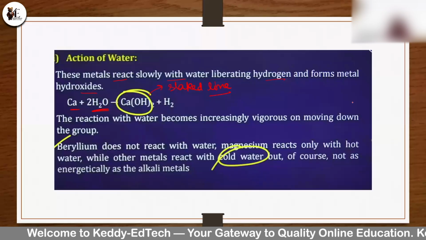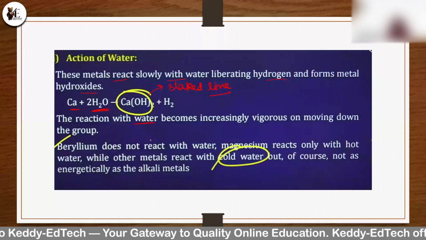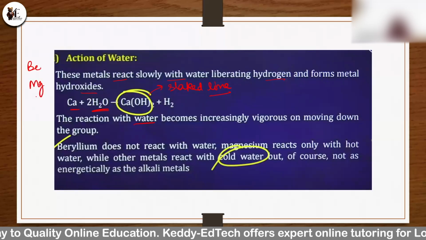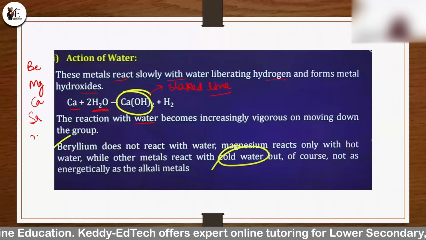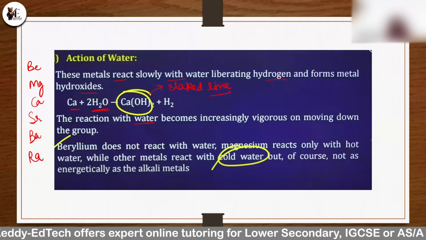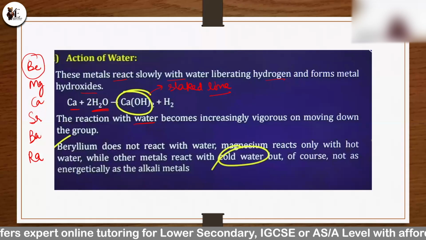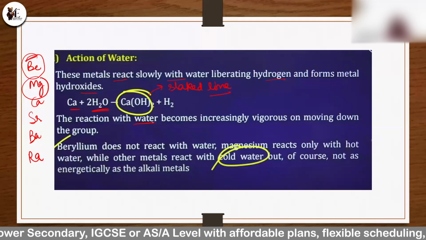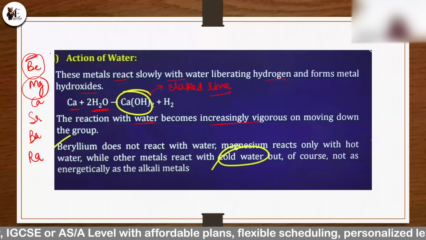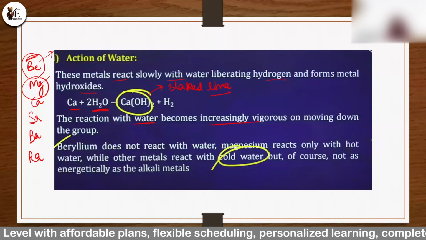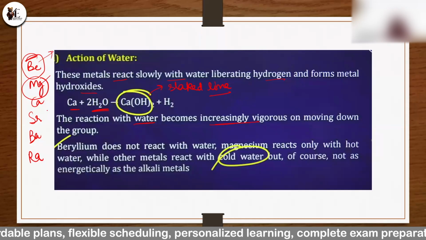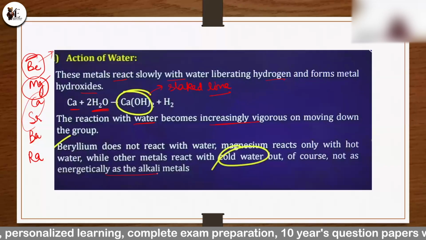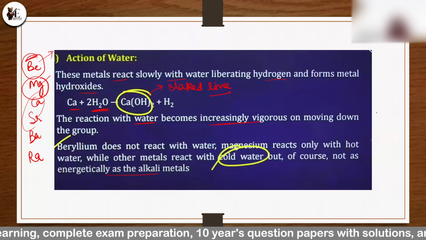Similarly, as the oxygen reactivity increases down the group, the reaction with water also increases down the group. So if we write down the trend: beryllium, magnesium, calcium, strontium, barium, radium. Beryllium does not react with water. Magnesium reacts only with hot water. That means the reactivity increases vigorously. Other metals can react with cold water. Calcium can react with cold water, but not as energetically as the alkali metals. So the reactivity is less as compared to the alkali metals.